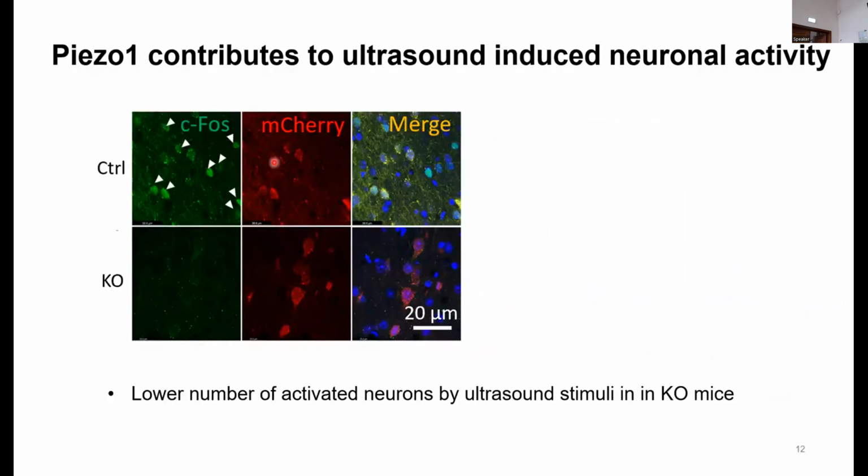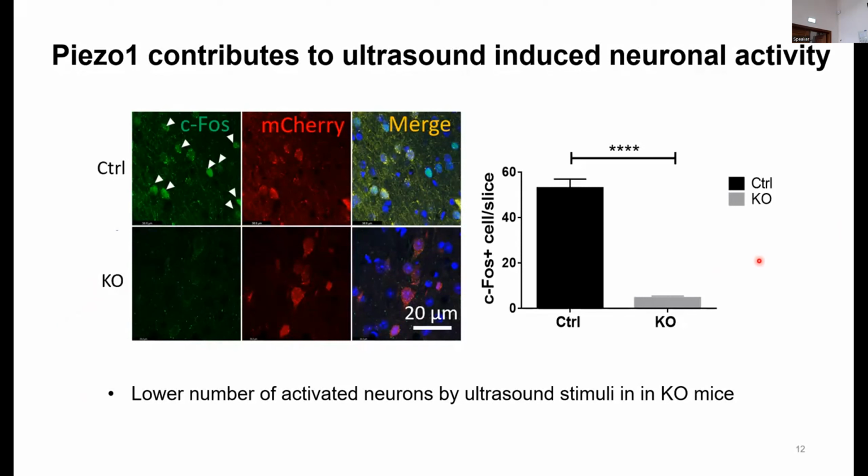And c-Fos expression, which is a standard neuronal activity marker, also showed consistent results. We can see here that with piezo-1's knockdown, the number of neurons activated by the ultrasound stimulation is much lowered. And here are the statistical results.